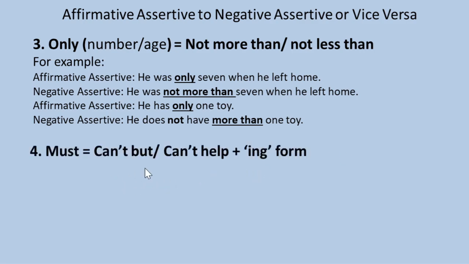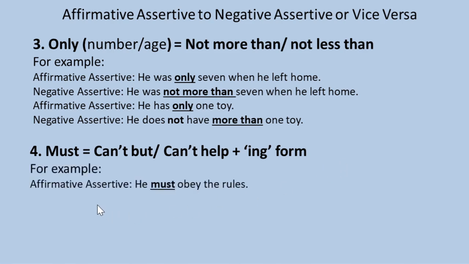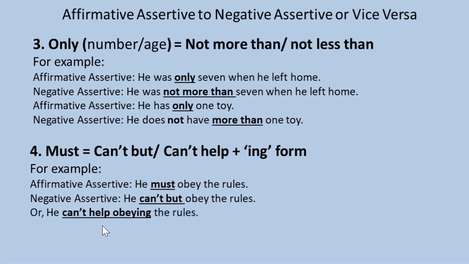Rule number 4: must equals can't but, or must equals can't help, ing form of the verb. For example, affirmative assertive: he must obey the rules. Negative assertive: he can't but obey the rules, or he can't help obeying the rules. So must is replaced with can't but, or must is replaced with can't help, ing form of the verb obeying.